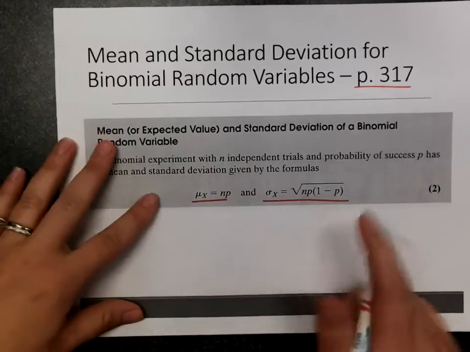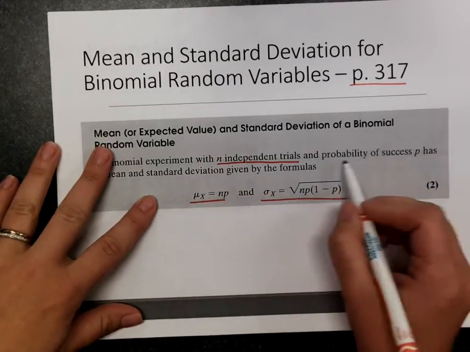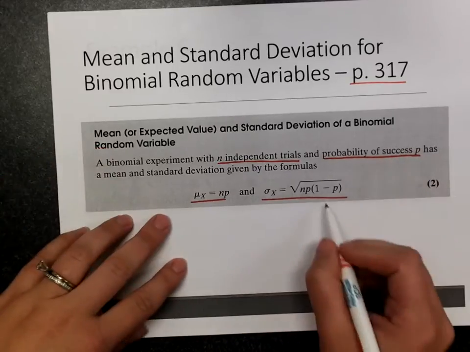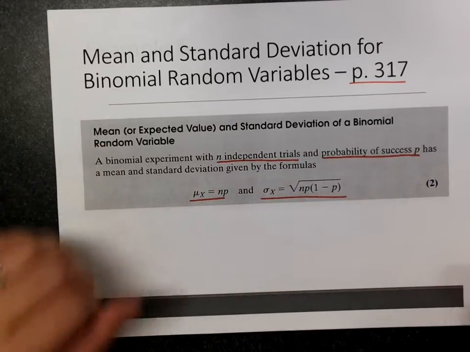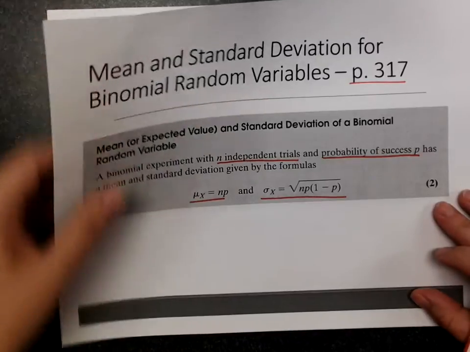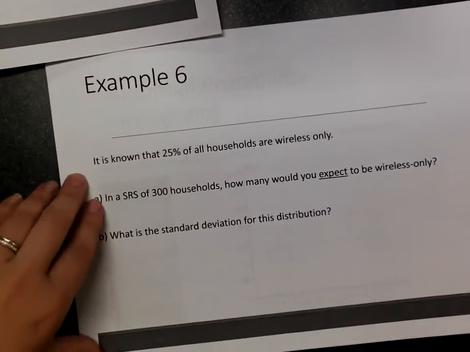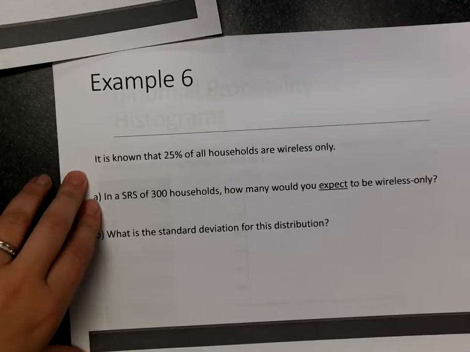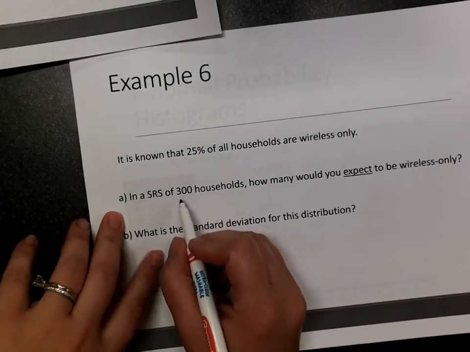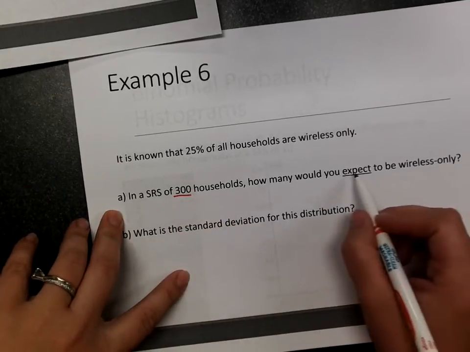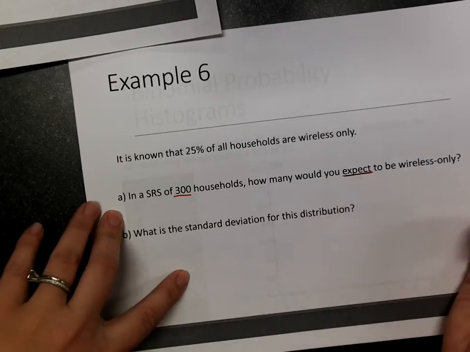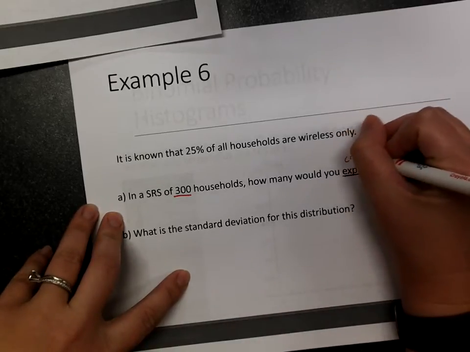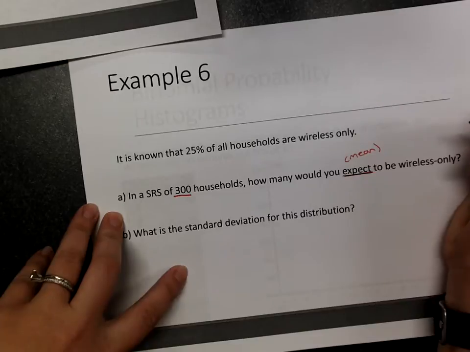N, remember, is your sample size or the number of trials, and p is the probability of success. 1 minus p is the probability of failure. So we'll kind of see how this works. So same example, 25% of all households are wireless only. In a random sample of 300 households, how many would you expect to be wireless only? Remember, that is another way of saying what is the mean or expected value.